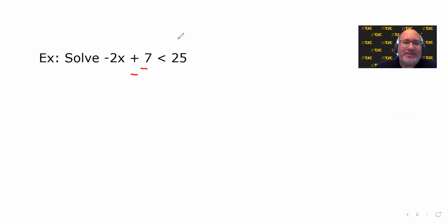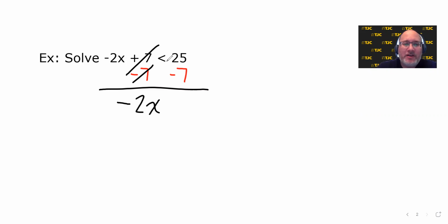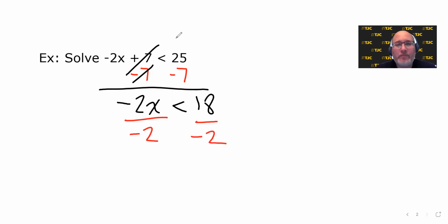We are going to try to isolate the x by getting rid of the numbers attached to it, starting with the plus 7. If I subtract 7 from both sides, that will cancel the 7s and leave me a negative 2x on the left, less than, and on the right, 25 minus 7 is 18. And now the move that we would do is to divide by negative 2. Well, the negative 2's would cancel on the left. That would leave the x. And on the right, 18 divided by negative 2 is negative 9.